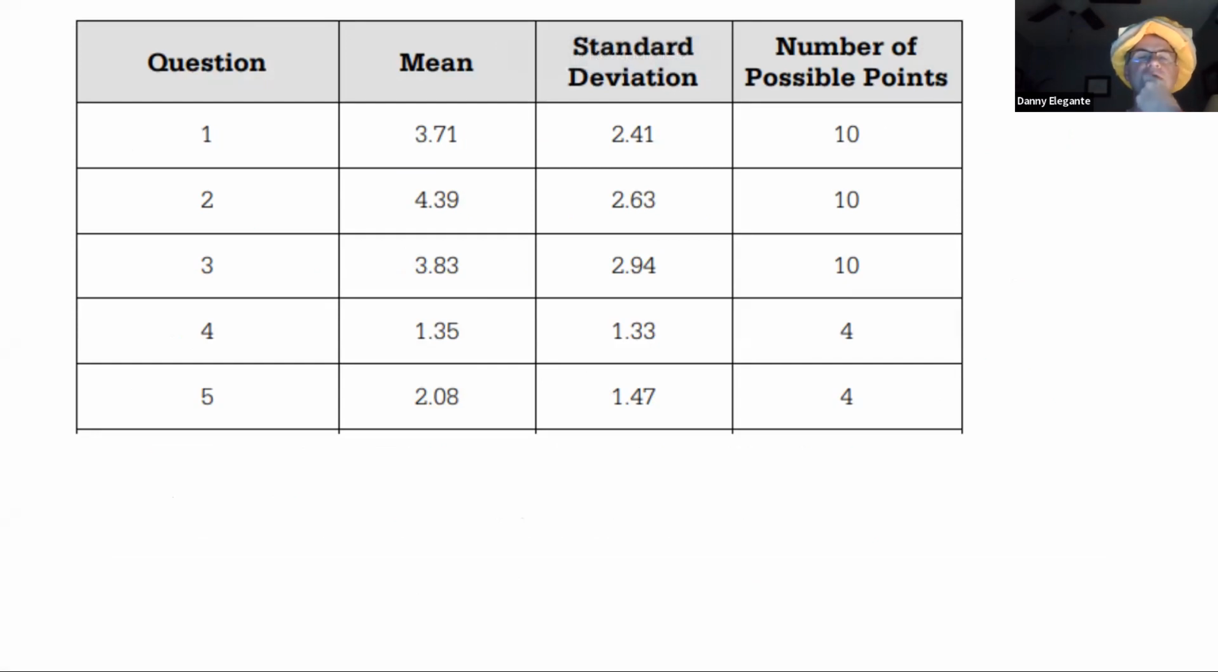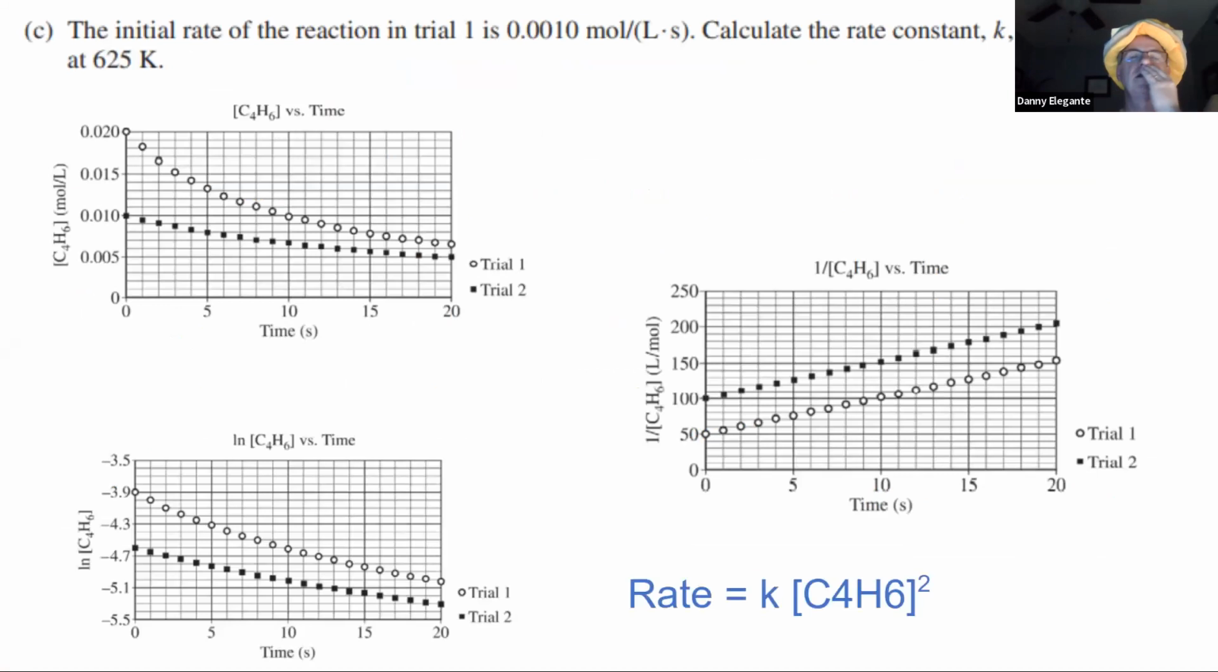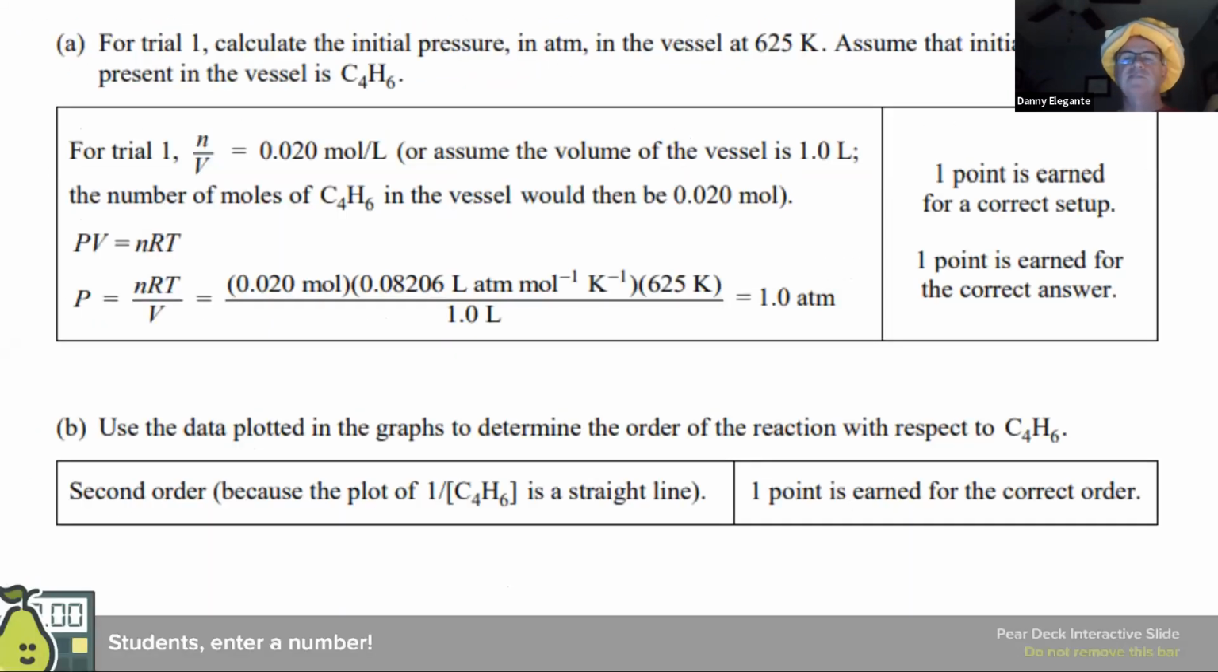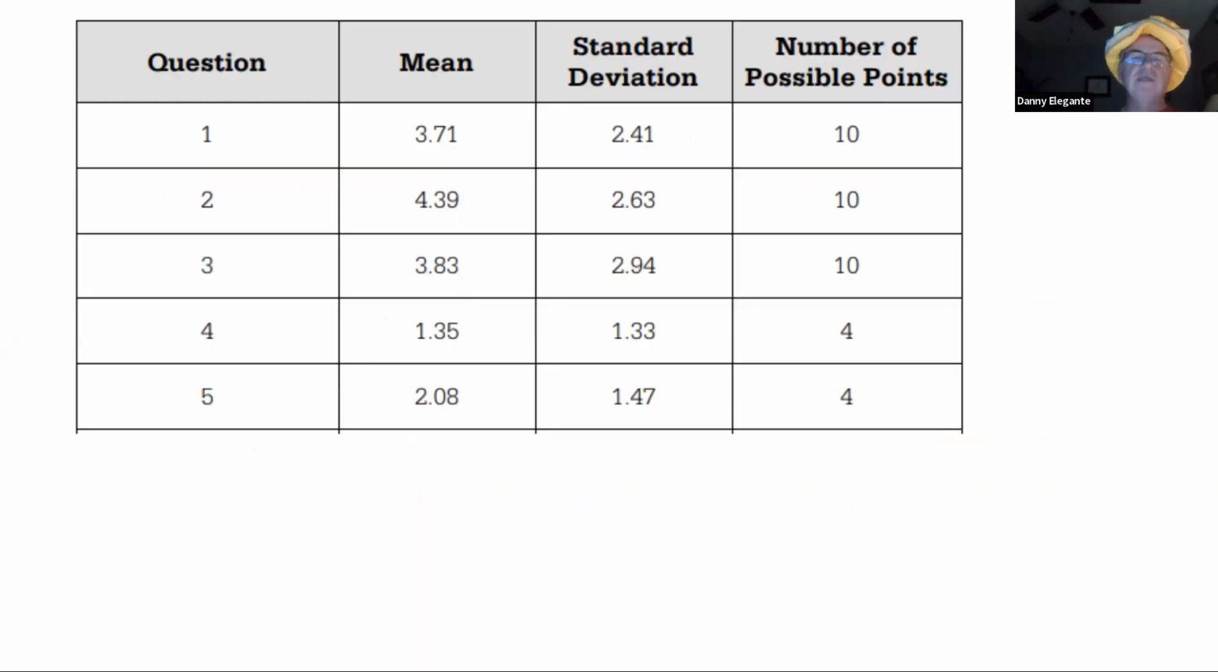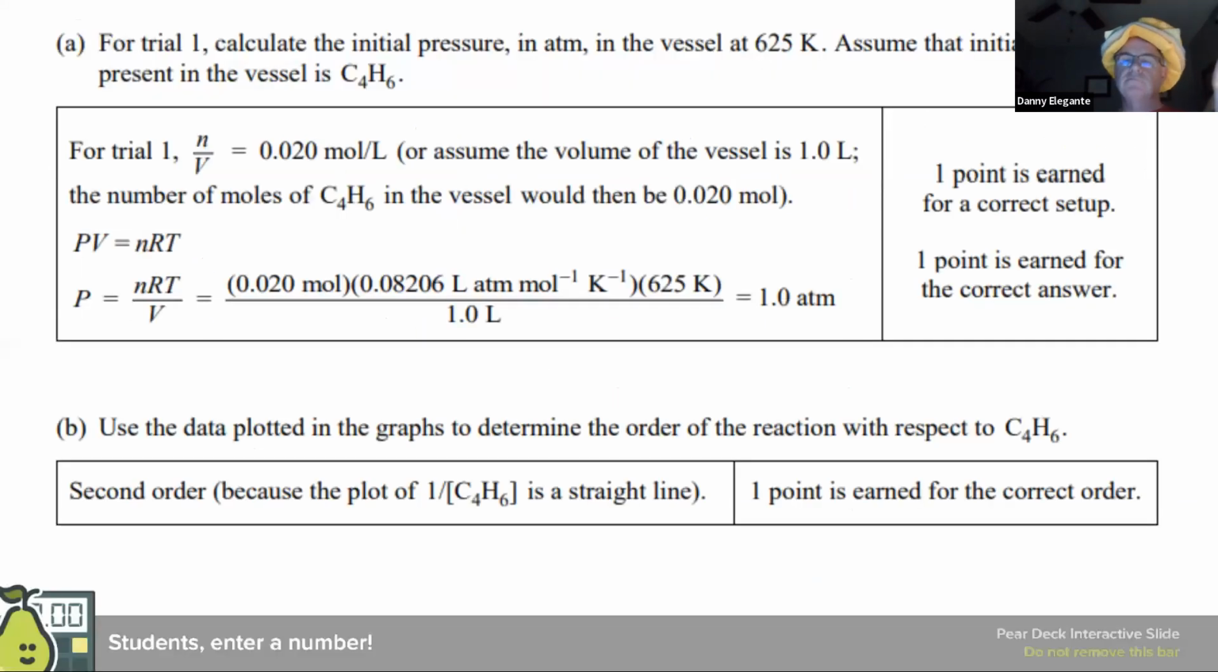The average on this was 2.08 points. So just 2 points out of 4. Wait a minute. Let's see. Sorry, that's me. 2 points just for doing it perfectly. I can do that. You get 1 point just for saying second order, y'all. Come on. You can get that point.